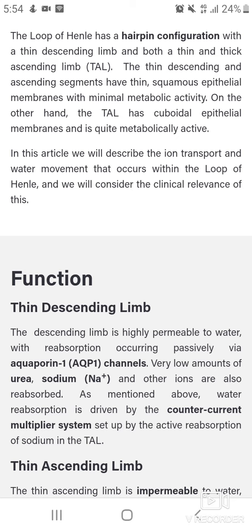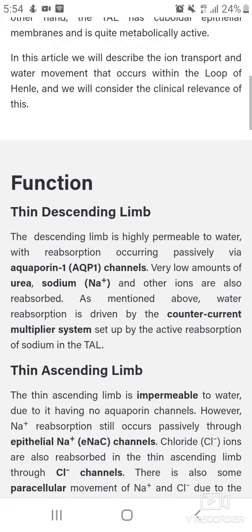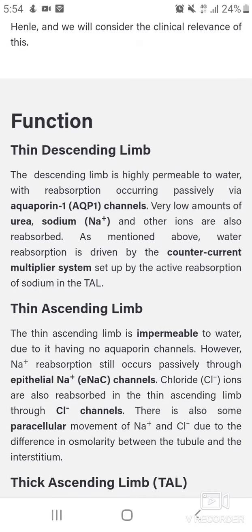First of all, we are discussing the functions. The thin descending limb. The thin descending limb is highly permeable to water, with reabsorption occurring passively via aquaporin channels. Very low amounts of urea, sodium, and other ions are also reabsorbed. As mentioned above, water reabsorption is driven by the countercurrent multiplier system set up by the active reabsorption of sodium in the TAL.